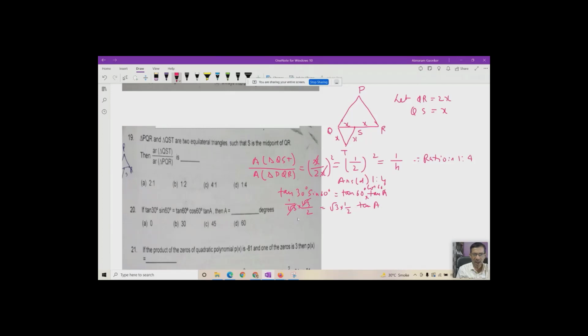This root 3 gets cancelled, and here one upon 2, these 2 I will take that side, it will get multiplied and come in the numerator. This root 3 I will take on the left hand side, so it will come in the denominator, and this is equal to tan of A. So 2 and 2 get cancelled, so tan of A is equal to 1 upon root 3.